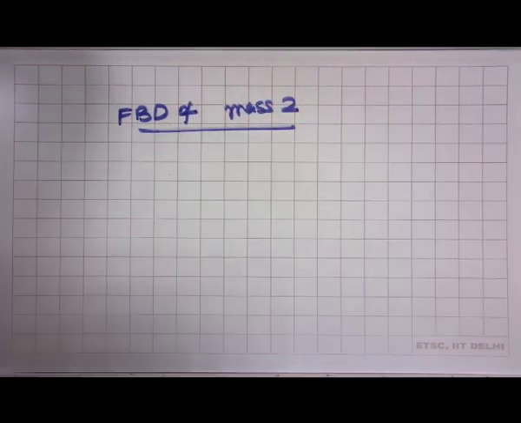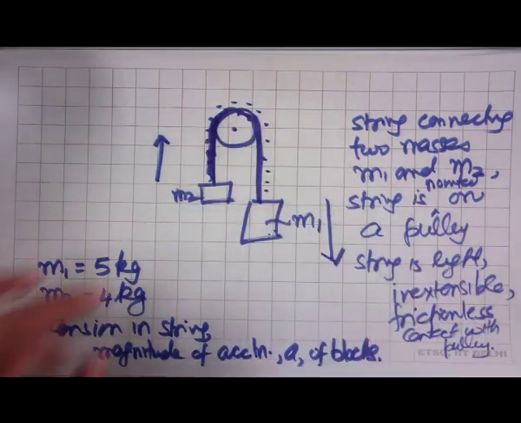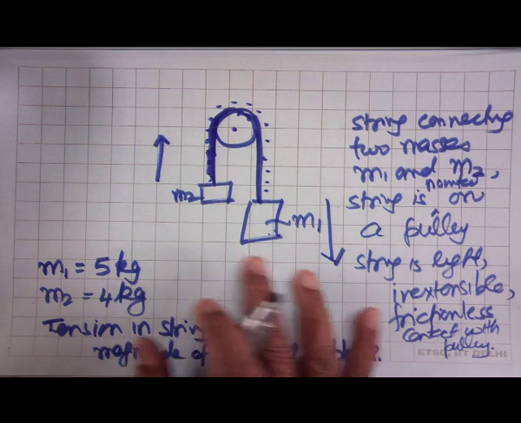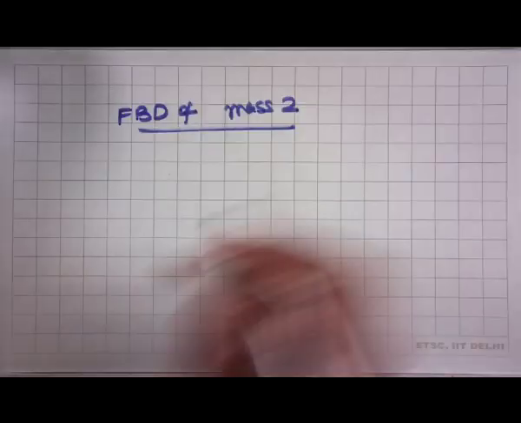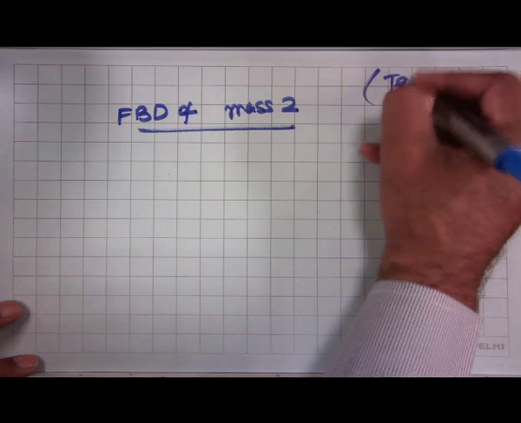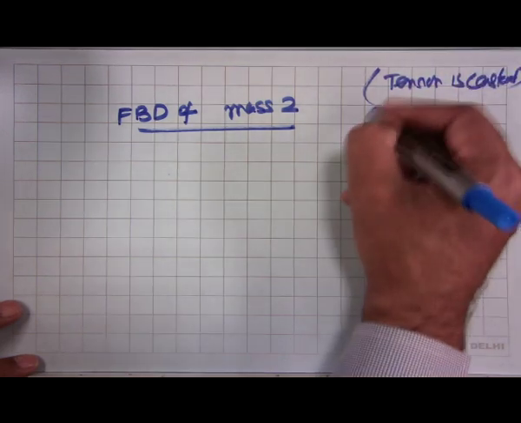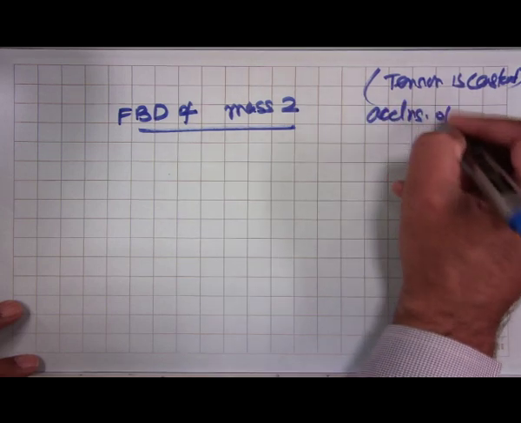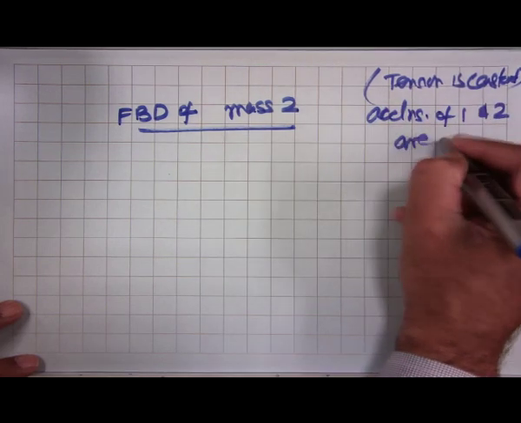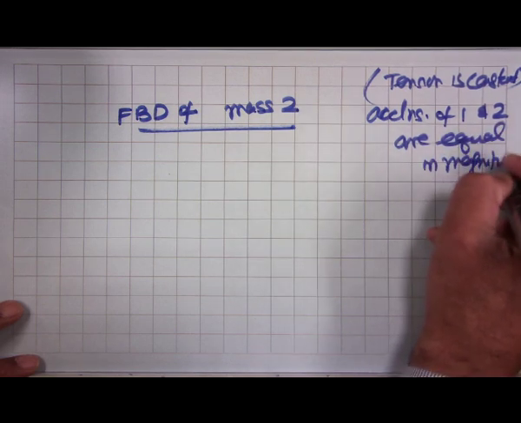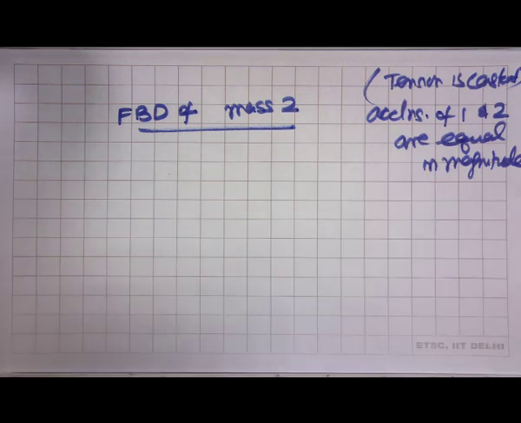But before that, we realize another thing: because the string is inextensible, the magnitude of acceleration of 1 and 2 will be equal. So, these are the two principles we have in mind, that tension is constant and accelerations of 1 and 2 are equal in magnitude. Of course, the directions we know, one is moving up, the other is moving down. So, we draw the free body diagram of mass 2.